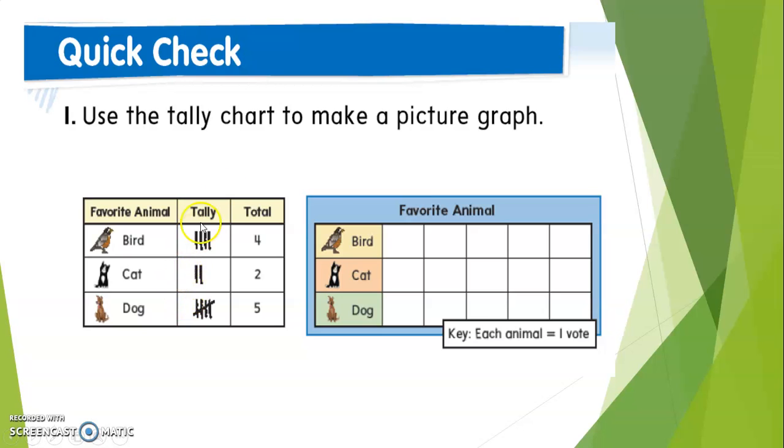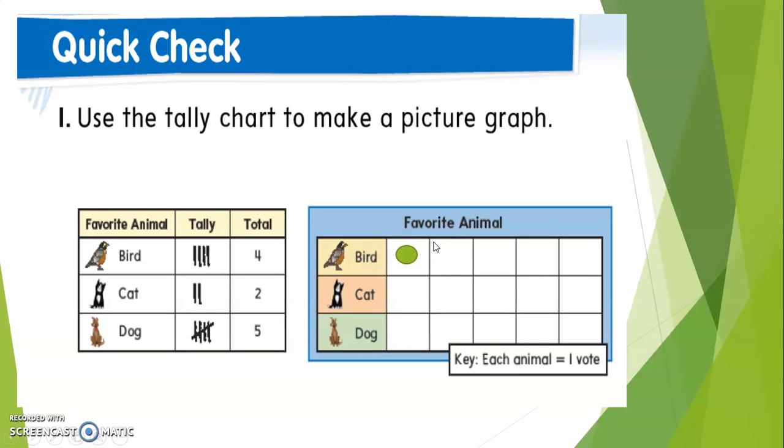Now if I want to transfer this information to the picture graph here, they wrote for us the favorite animal on the top, and on the left here we have the kinds of animals, which are birds, cats and dogs. Now I cannot draw lines here to represent the votes. So I have the key down. They told us each animal has 1 vote. I want to draw pictures or marbles for each vote. Now for the bird, it's written for us here, it has 4. So I'm going to draw here 4 circles. 1, 2, 3 and 4.